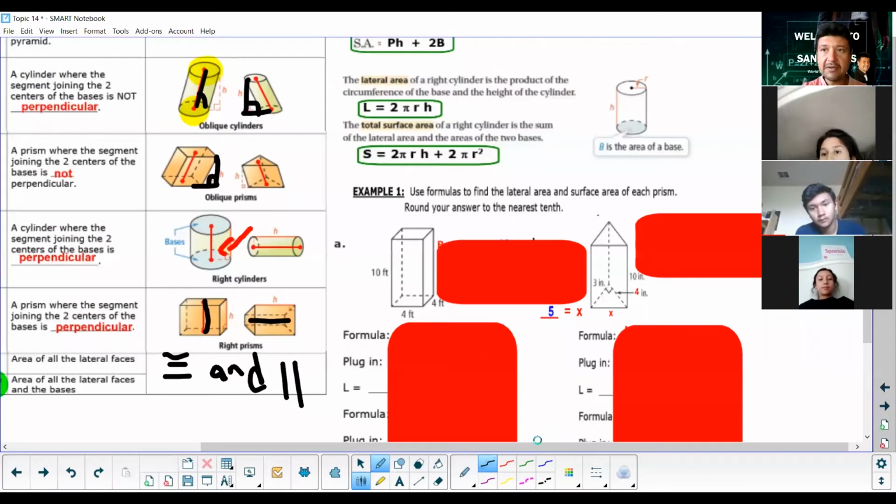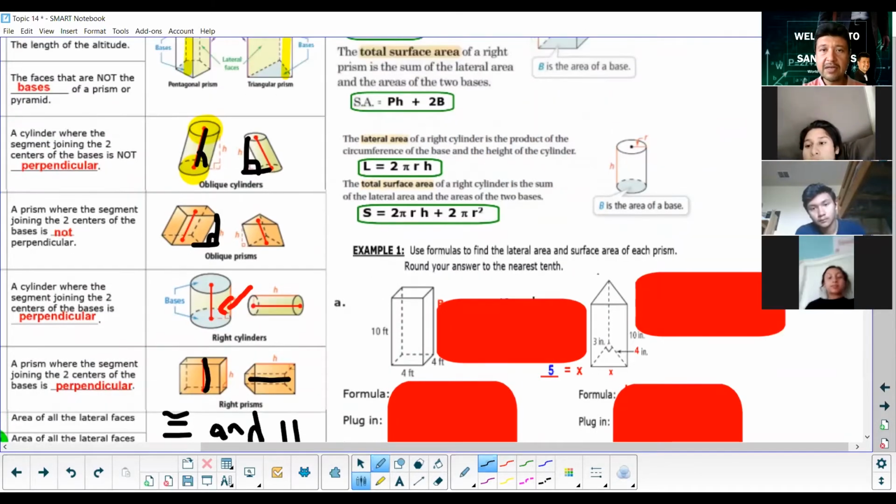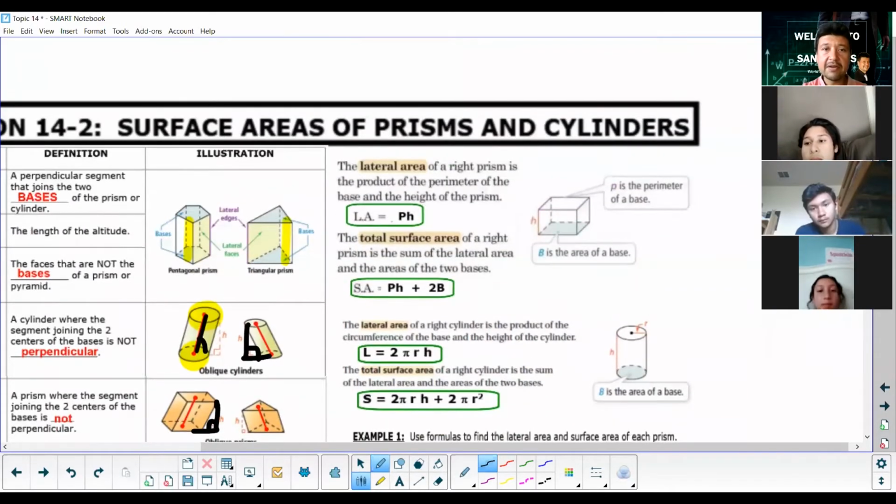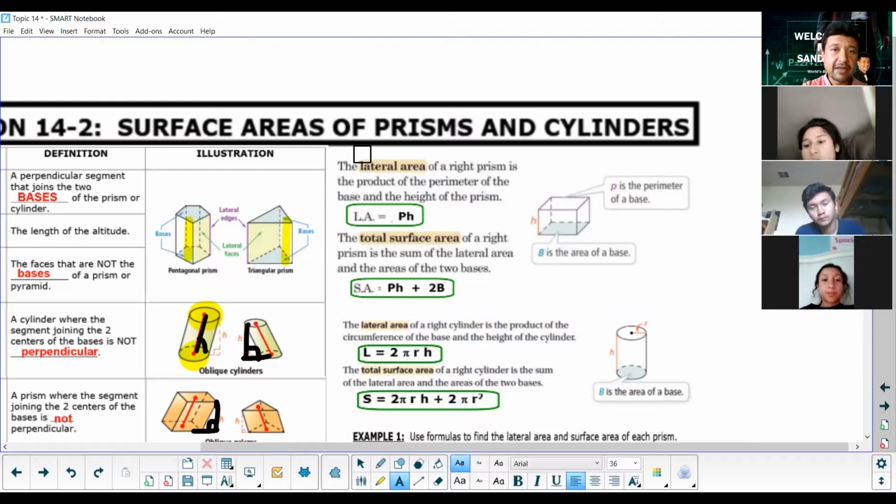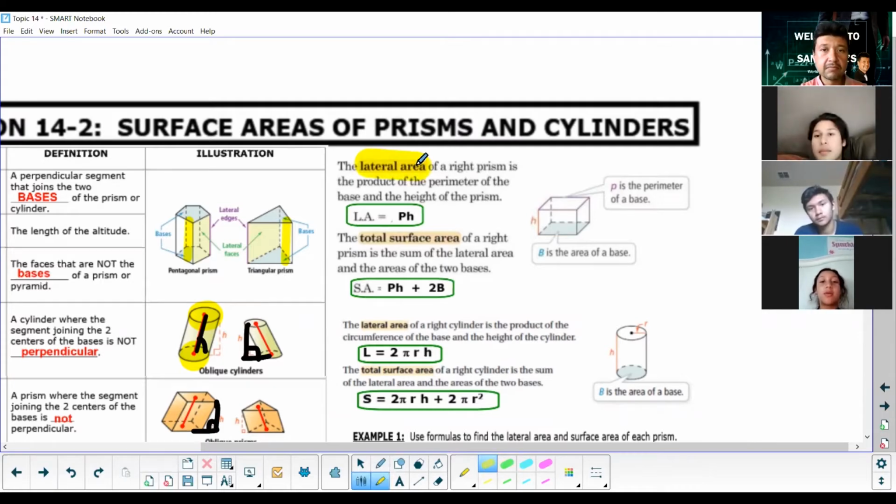All right, now let's go ahead and have Celeste read this definition right here of lateral area. Okay, the lateral area of a right prism is the product of the perimeter of the base and the height of the prism. All right, good.